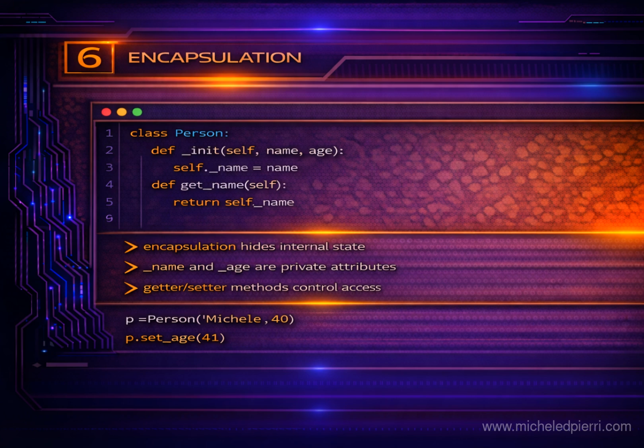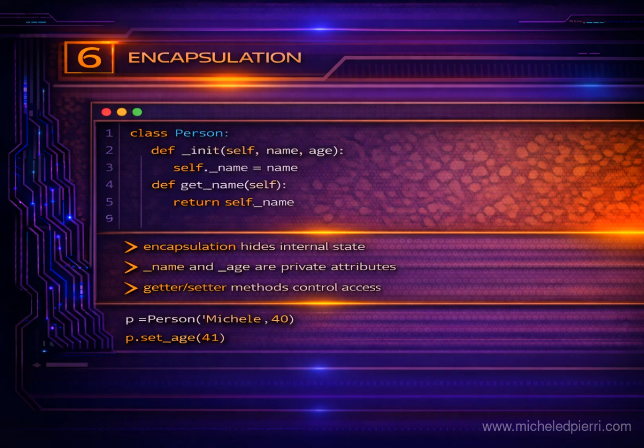Encapsulation is not about making things secret for the sake of secrecy. It is about reducing accidental misuse and keeping the class responsible for its own consistency. In Python, encapsulation is mostly a convention, not strict enforcement, but the pattern is still extremely useful. It encourages you to design clean boundaries, so your code stays predictable and easier to maintain as it grows.